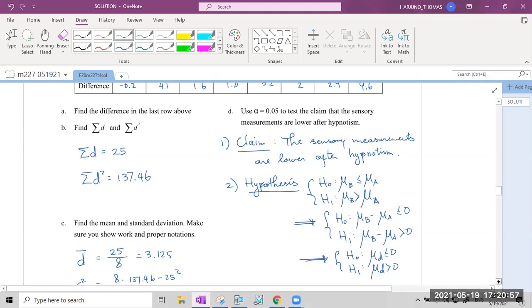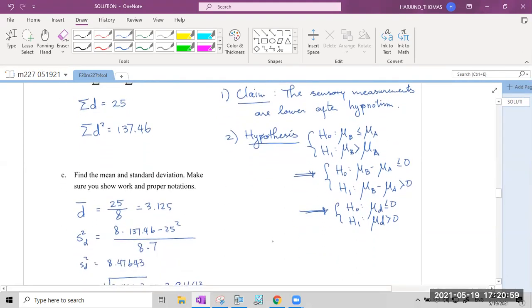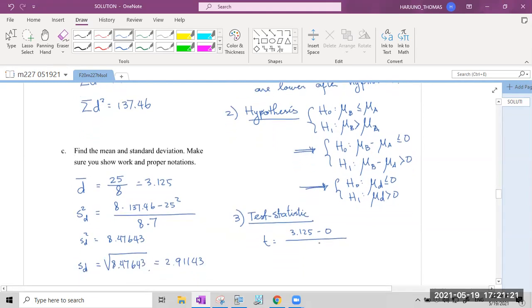Okay, that's the hypothesis. Step 3, test statistic. T equals D bar, 3.125, minus mu D, which is 0, over SD, which is 2.91143, over square root of 8.